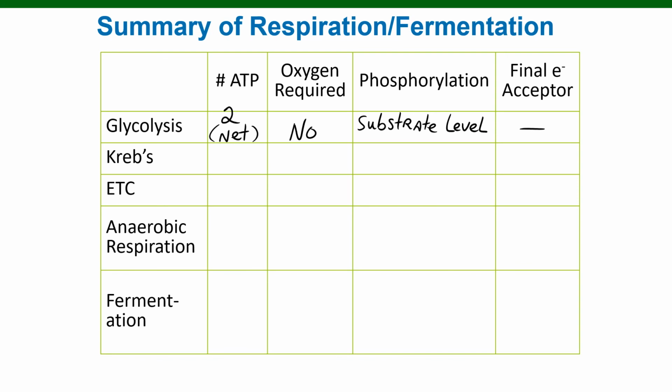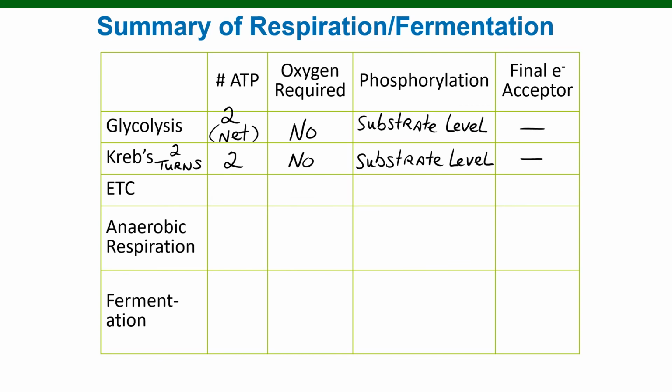The Krebs cycle also can produce 2 ATP, but that's for taking into account 2 turns of the Krebs cycle for a molecule of glucose going in. And oxygen is not directly required by the Krebs cycle. And when those ATP form, as the Krebs cycle turns, this is also produced by a substrate level event. And the Krebs cycle has no finality, no final electron acceptor. So we'll just put a dash mark here.